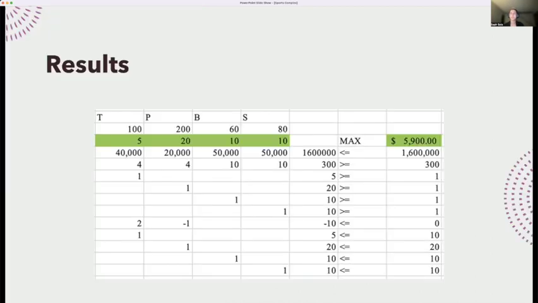So here are our results. I inputted all the data into Excel and ran it through Solver, and this is what it came up with.